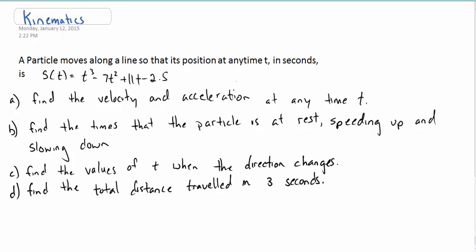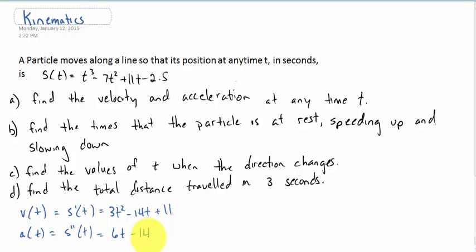So, let's start with part A. Find the velocity and acceleration. So velocity is the derivative of the position function. And we know how to find the derivative of that, but just so that you're trying a little bit here, pause the video, differentiate s of t. So you should have gotten 3t squared minus 14t plus 11. And now we also want the acceleration. Well, that's the second derivative of the position function. So here we have 6t minus 14. Cool. Awesome. Good to go. Part A in the books.